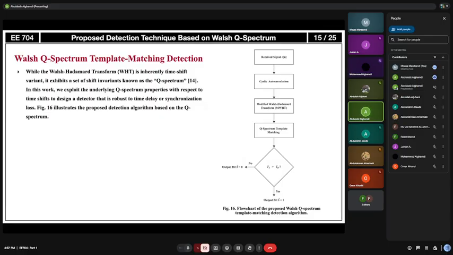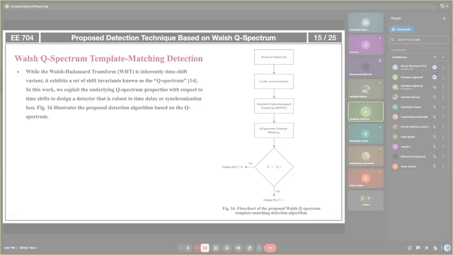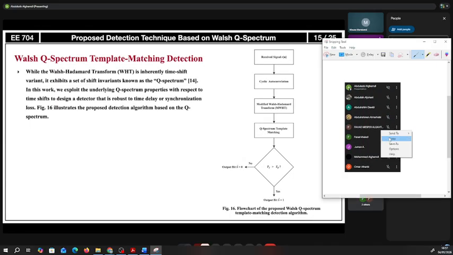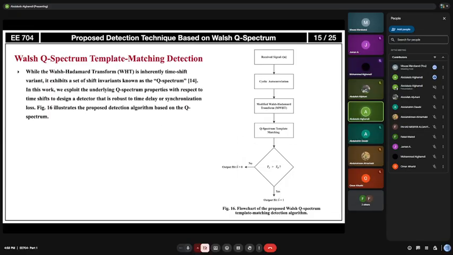So to address this issue, we proposed another detection technique, and we called it Walsh Q-spectrum template matching detection. While the Walsh-Hadamard transform is inherently time shift variant, it exhibits a set of shift invariants known as the Q-spectrum. In this work, we exploit the underlying Q-spectrum properties with respect to the time shift, to design a detector that is robust to the time delay or synchronization loss. Figure 16 illustrates the proposed detection algorithm based on the Q-spectrum.